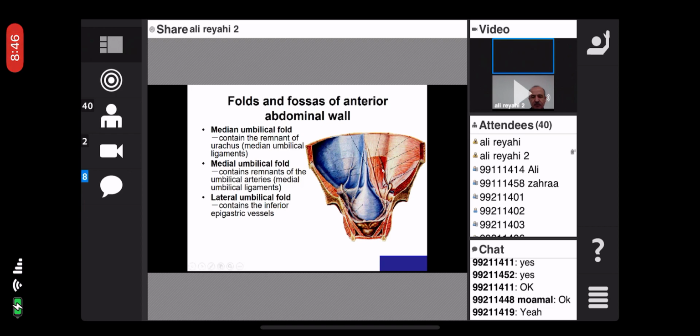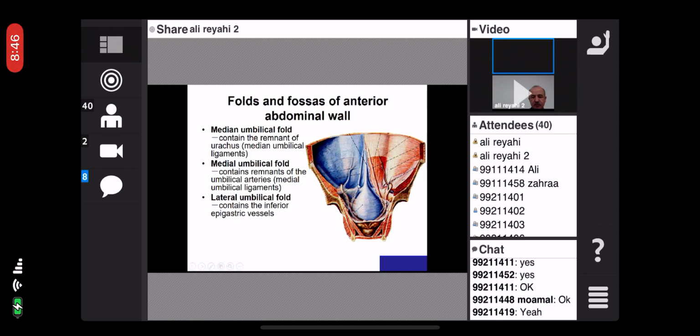You can see what the inferior epigastric is. Okay, I talked about this. When the peritoneum covers this vessel, the lateral umbilical fold is formed. All of these folds finally ascend toward the umbilicus.